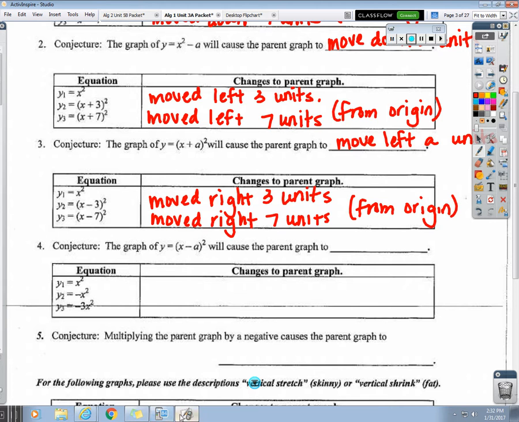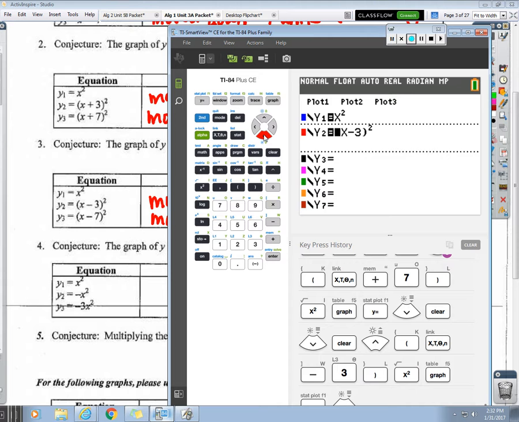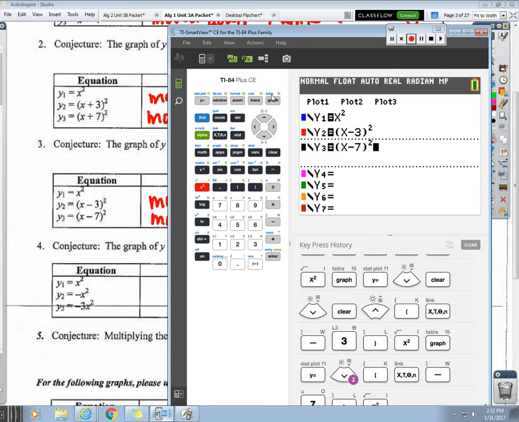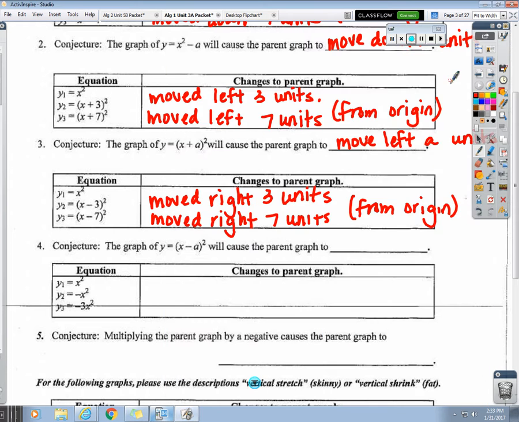I mean, think about it. When you look at that graph, isn't that 3 units away from the origin to the right? And then if you were to put in the other one, x minus 7 squared, isn't the vertex of this parabola 7 units right of the origin? Everybody knows what I mean when I say vertex of the parabola, right? The vertex is where the parabola changes directions. Alright, so for the rule, the graph of y equals x minus a squared will cause the parent graph to move right a units.